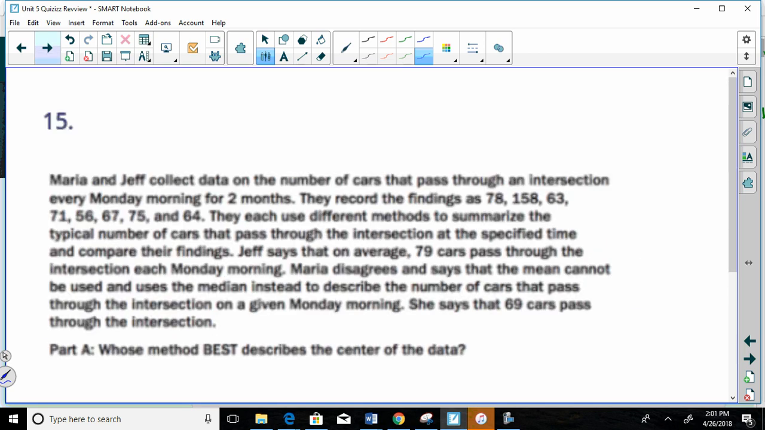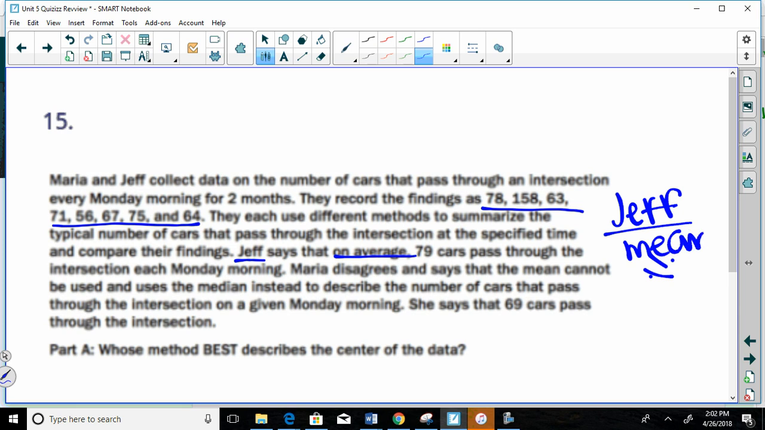Okay, this was from Saturday. If you came on Saturday, this was the open-ended question. Maria and Jeff collected data on cars. These are how many cars passed a certain intersection. Here's all the numbers they collected: 78, 158, 63, 71, 56, 67, 75, and 64. Jeff says that on average, what does average mean? If I say Elijah's average at basketball. Mean, right? So they're saying on average, they would use the mean to find the center, which is 79.